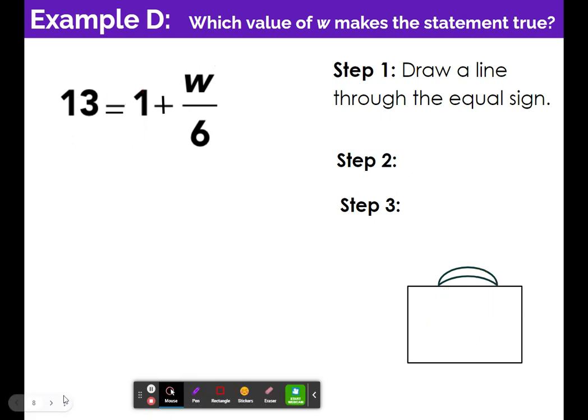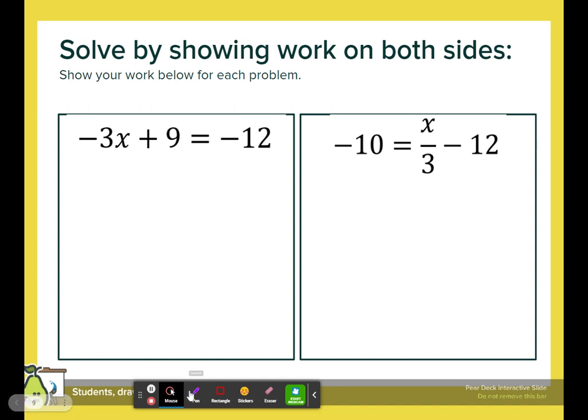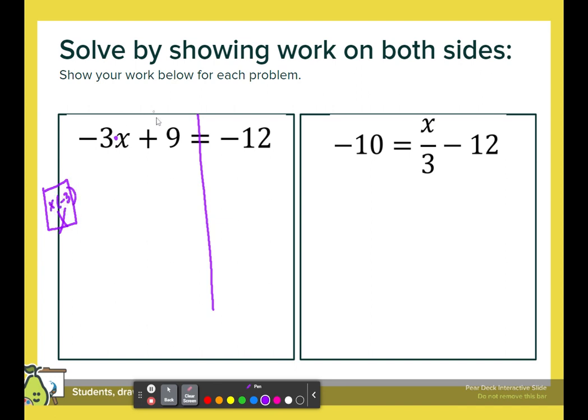All right, let's try these two guys. Draw a line down the middle. I'm going to draw a little suitcase off to the side. And I'm going to pack my X in there first. And what happens to my X? He gets multiplied by a negative 3. That's following order of operations. He gets multiplied by a negative 3. And then he gets added to a 9.